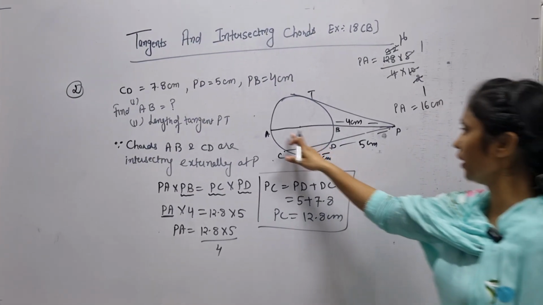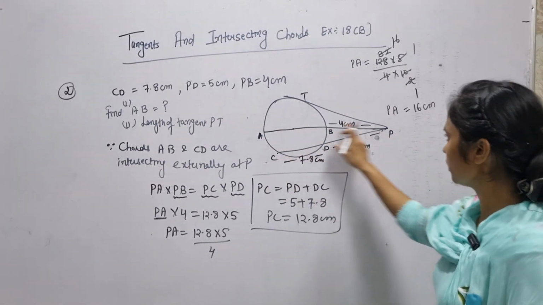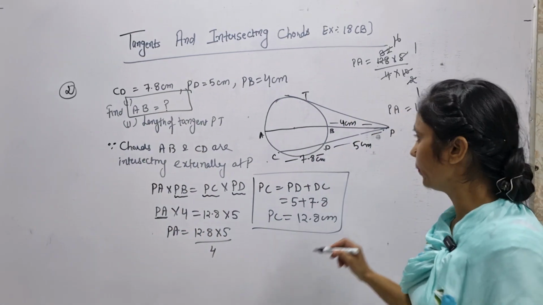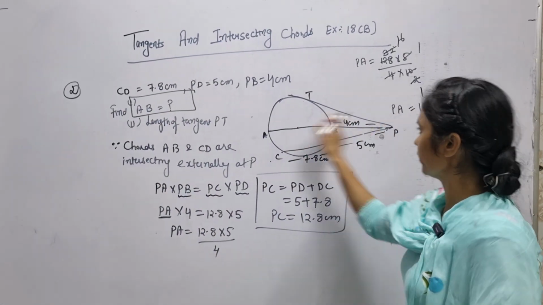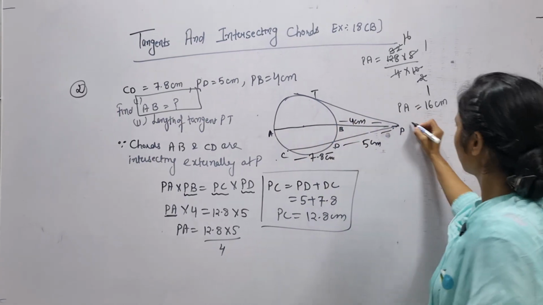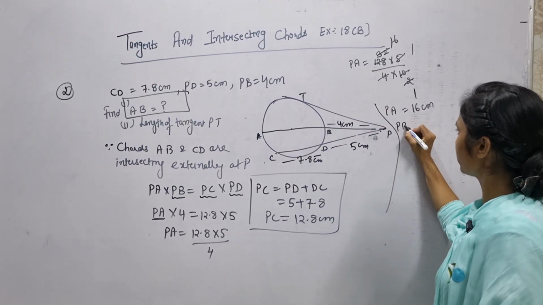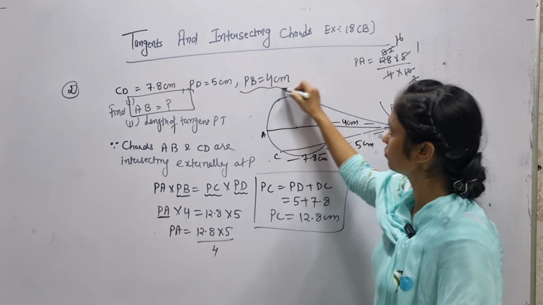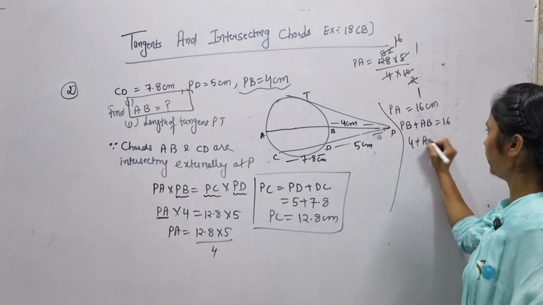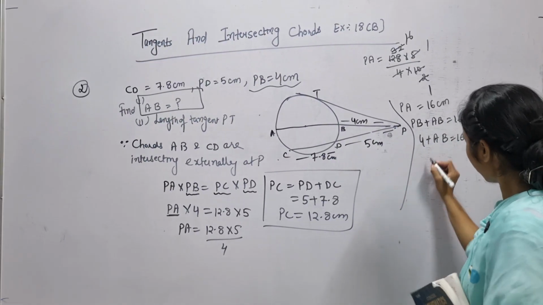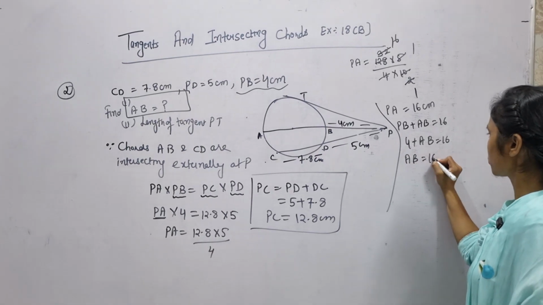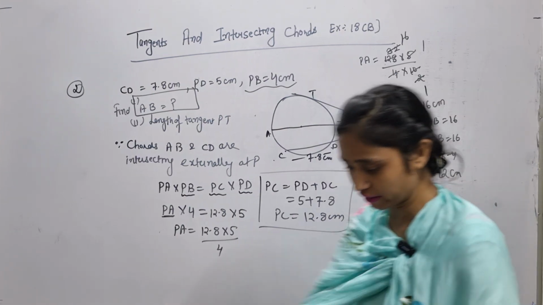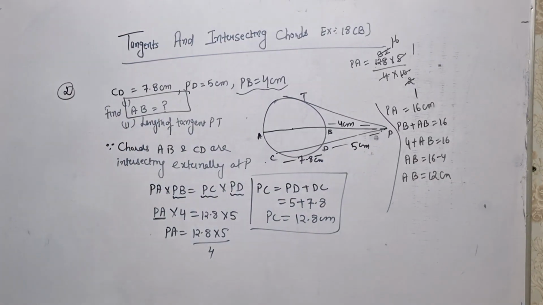So PA we have calculated. We need to find AB. So PA can be written as PB plus AB, which is equal to 16. PB they have given 4. 4 plus AB is equal to 16. That means AB is equal to 16 minus 4. AB is equal to 12 centimeter. We have calculated the first part. Hope this is clear to you.